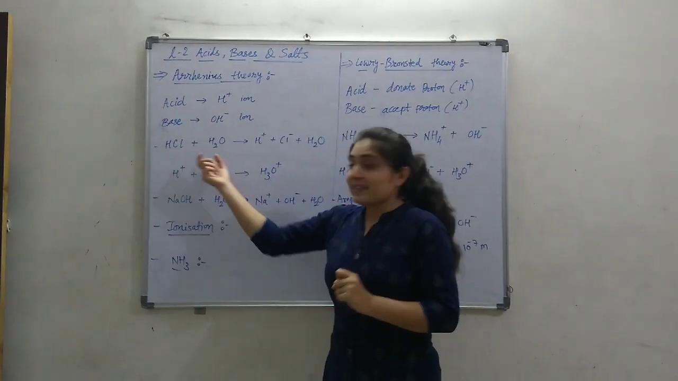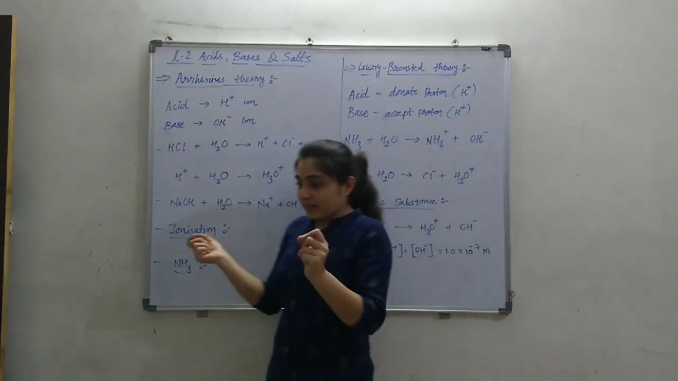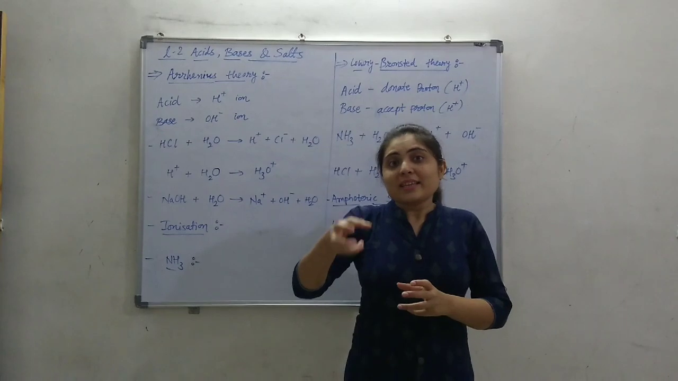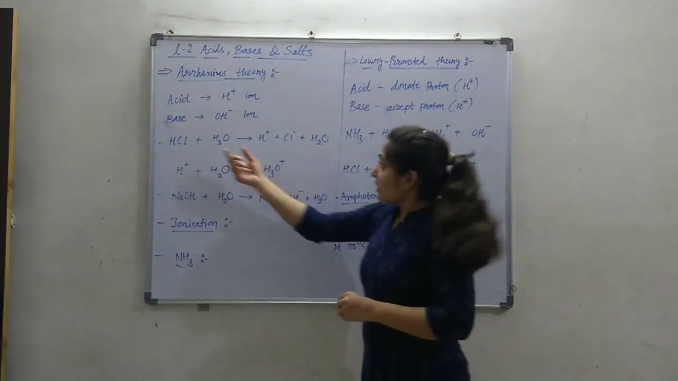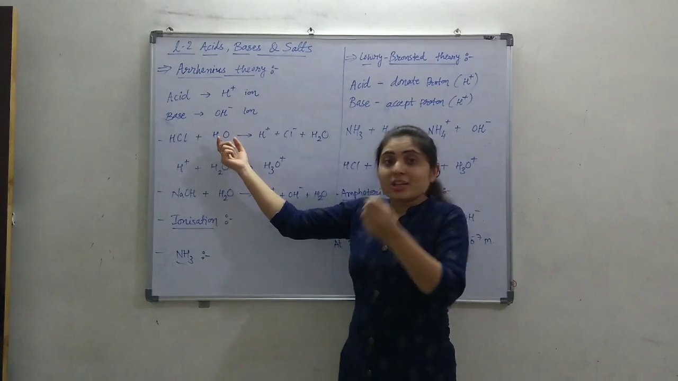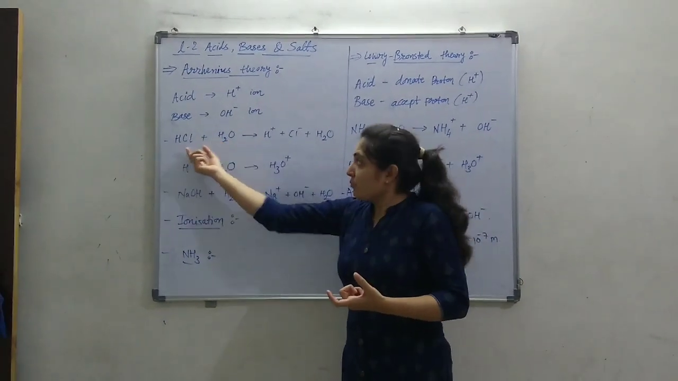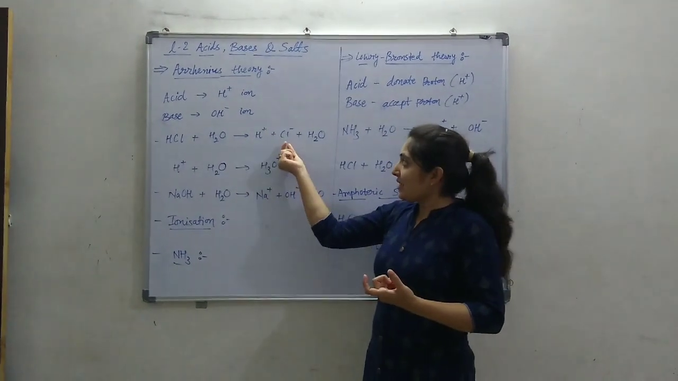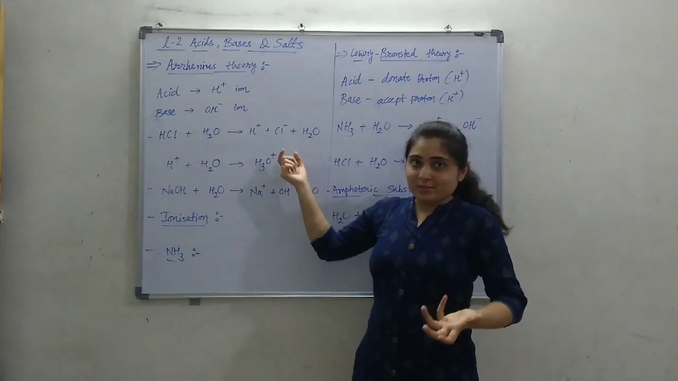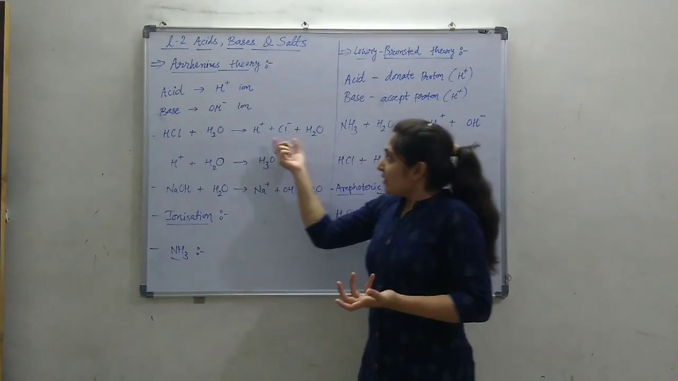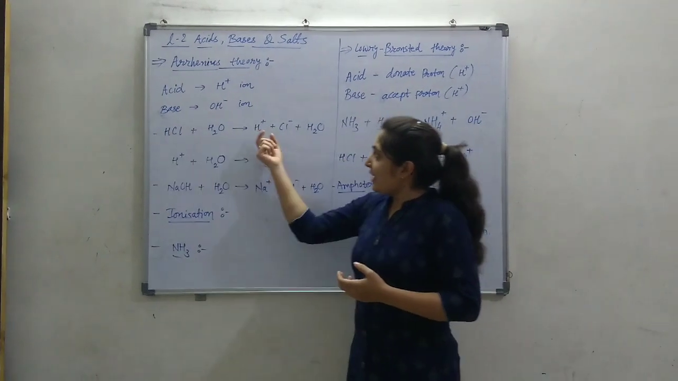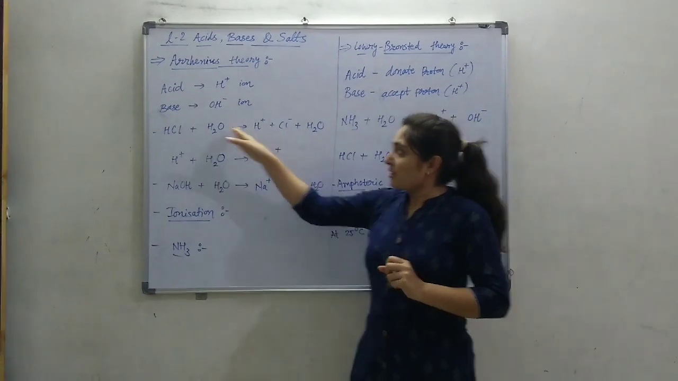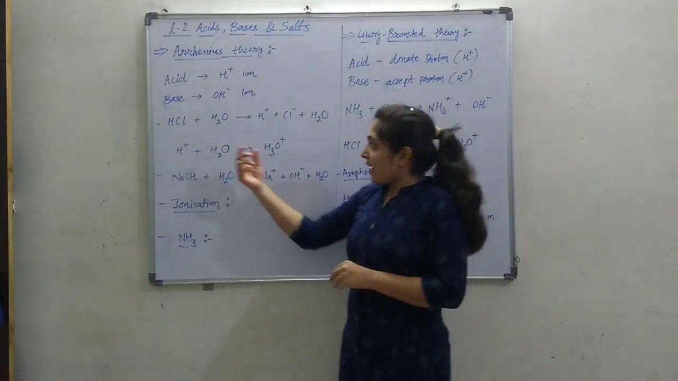So, for example, HCl. HCl is basically a gas. When this HCl gas is added in the water, HCl plus H2O, water dissociates the HCl molecule. So the positive and negative ions will be separated, H plus and Cl minus. You can see that HCl is giving H plus ion in the solution. So that's why HCl is acid.